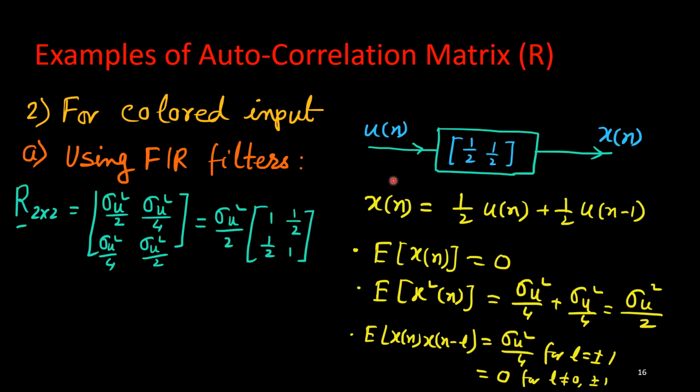So it implies that if we go for a 2 by 2 matrix of R, then these two diagonal elements will be sigma u square by 2, because the expected value of x square n is sigma u square by 2, and the off-diagonal ones are adjacent, thus their correlation will be sigma u square by 4, this one as well as this one. So we can take sigma u square by 2 common, this will be 1, this is half, this is half, this is 1.